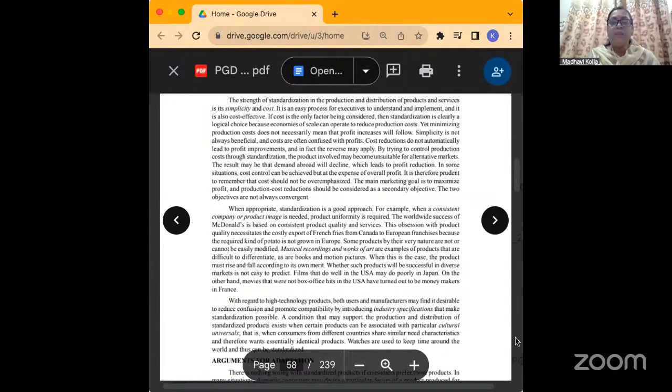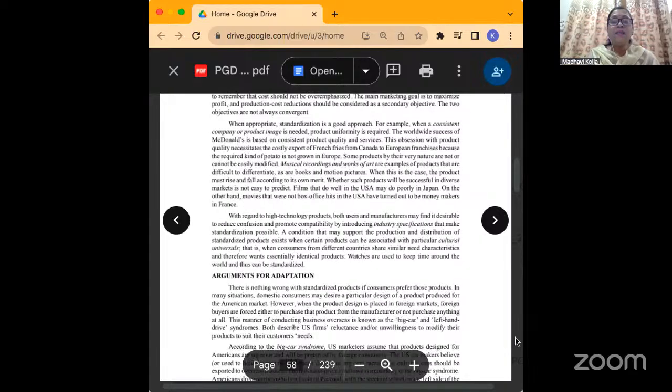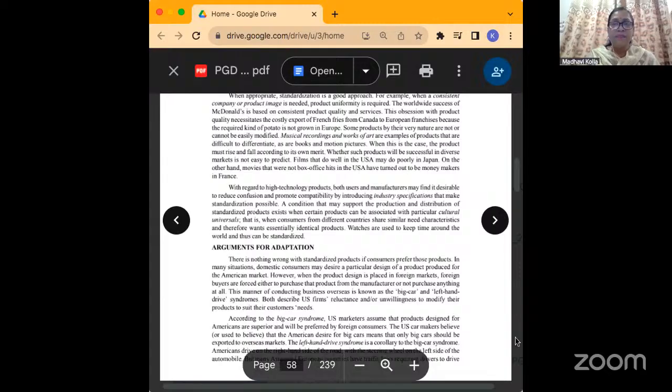At the same time, when we have been talking in terms of economies of scale, we also need to understand that sometimes the result is that there is a demand abroad, but because we are standardizing a product to a very large extent, there can be some kind of a decline that is happening because our products are not the same as those of value adds that are being offered by competitors. So, this is something that we need to understand.